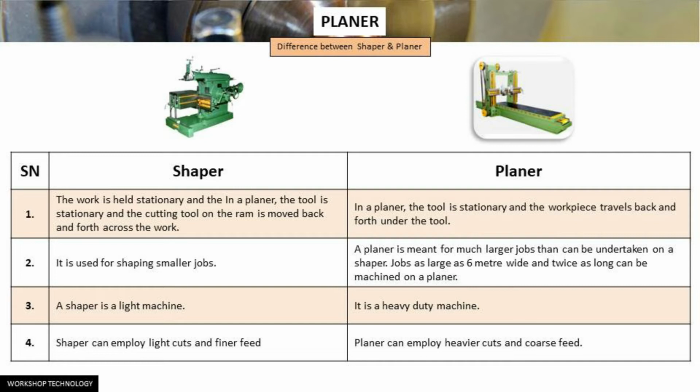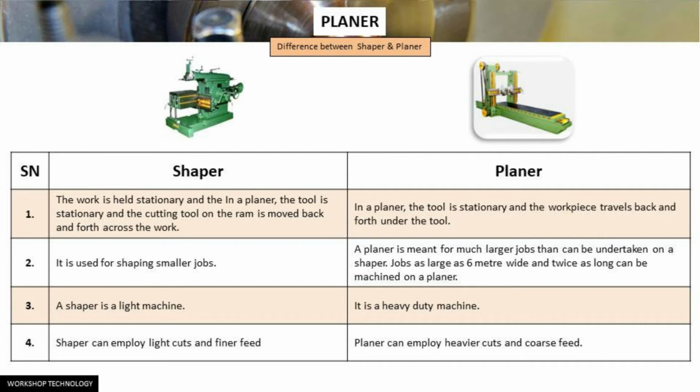In case of shaper, the job is very much smaller, and in case of planner, the job is pretty much large. These are the jobs that cannot be undertaken on a shaper. Jobs as large as 6 meters wide and twice as long can be machined on a planner.